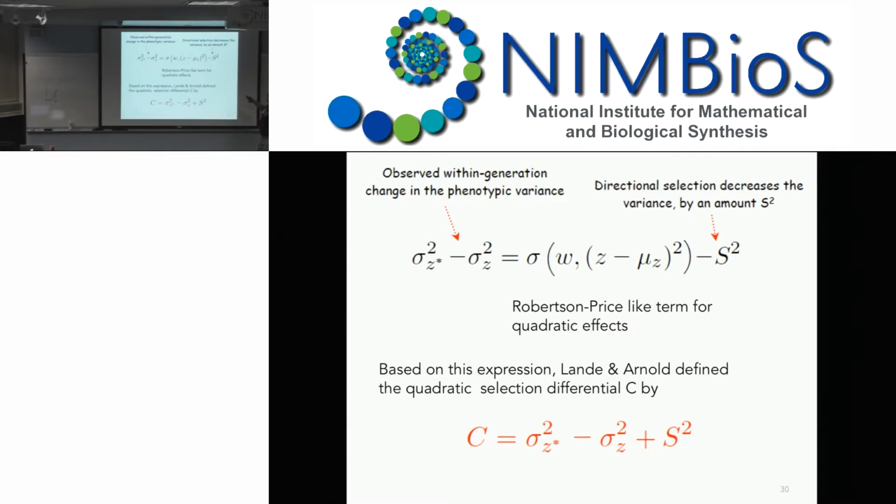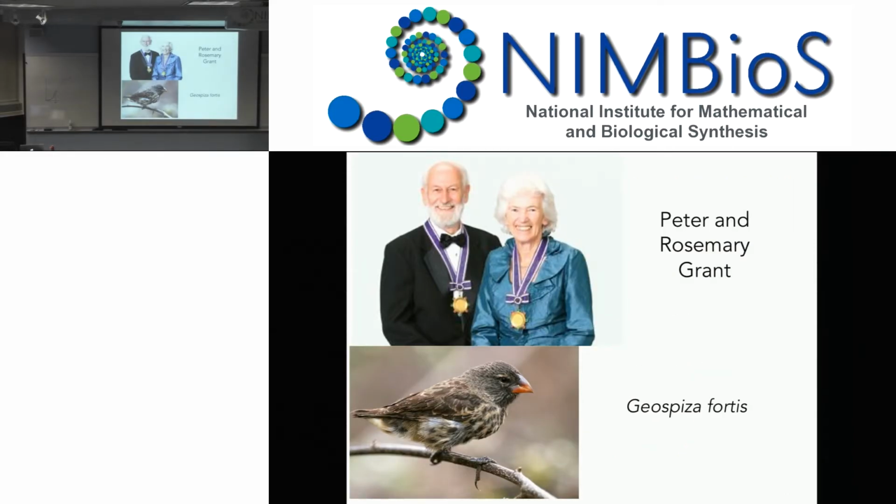Remember, for change in mean, it's W and Z, the covariance of those. So what you basically do is you take that observed change and then you correct for the fact that any directional selection is going to decrease the variance. So this is your quadratic selection differential. And you get this funny thing because if you have directional selection, it deflates the variance.